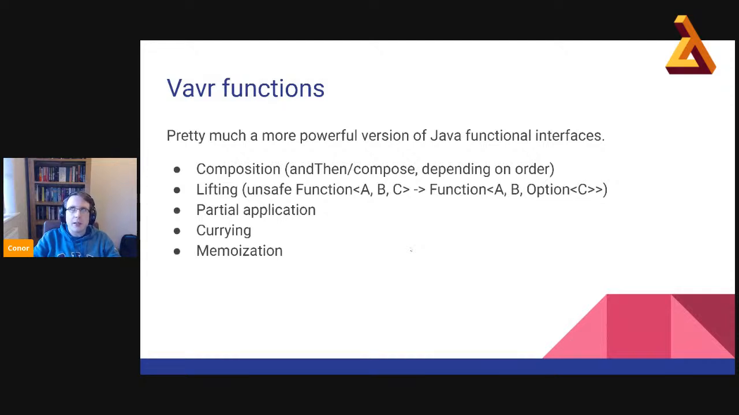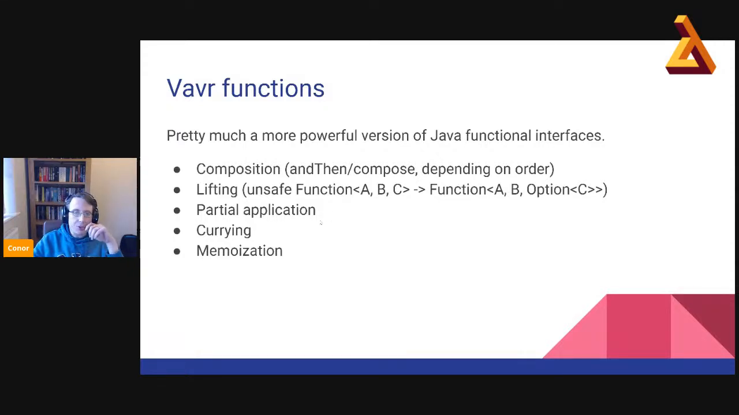Vavr, unlike Java's functional interfaces, so if you've done Java 8+, you'll know they have done it in a bit of a weird way. You've got suppliers and consumers and stuff. But Vavr takes a more straightforward approach, just Function0, Function1, Function2, depending on the number of arguments it has. I think up to 8. I've never actually tried with more than that. I'm not sure what would happen. So one for the audience, perhaps.